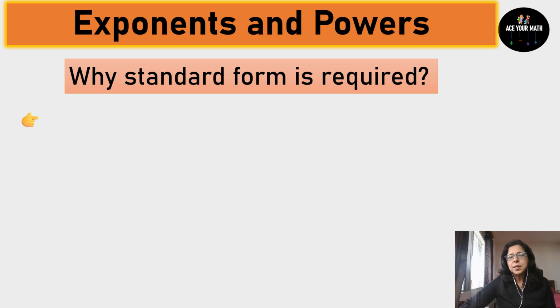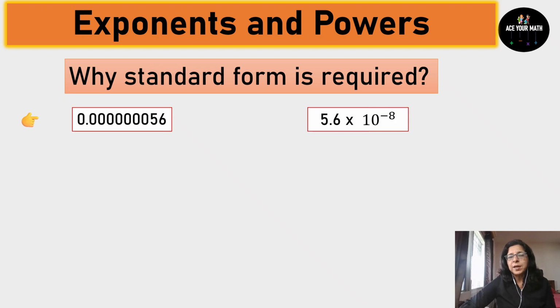Let's say a number is given to you. It is not in the standard form. So there are so many zeros. Anyone can make a mistake while writing this number or while reading this number. So if I write the same number in the scientific form, it is very clear to understand.